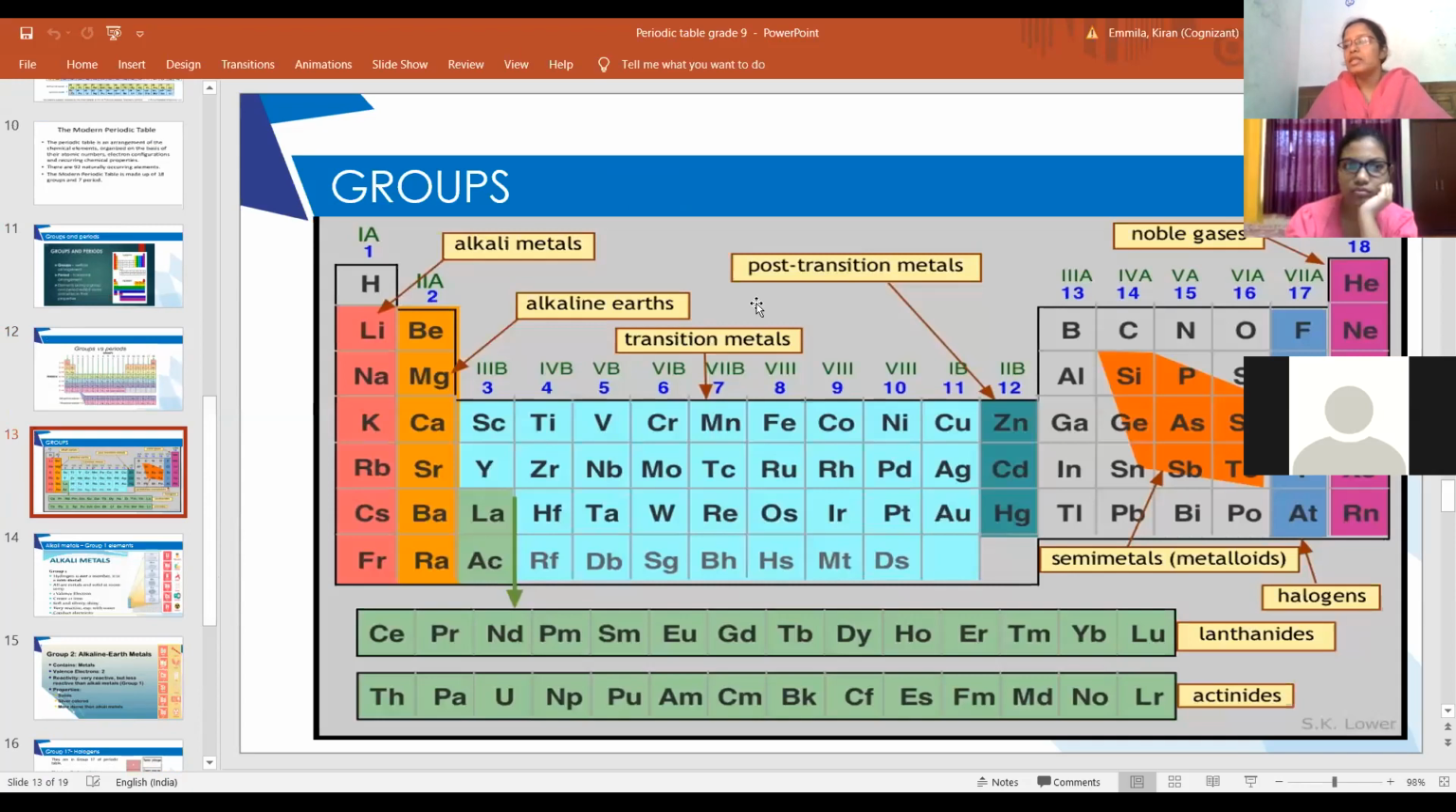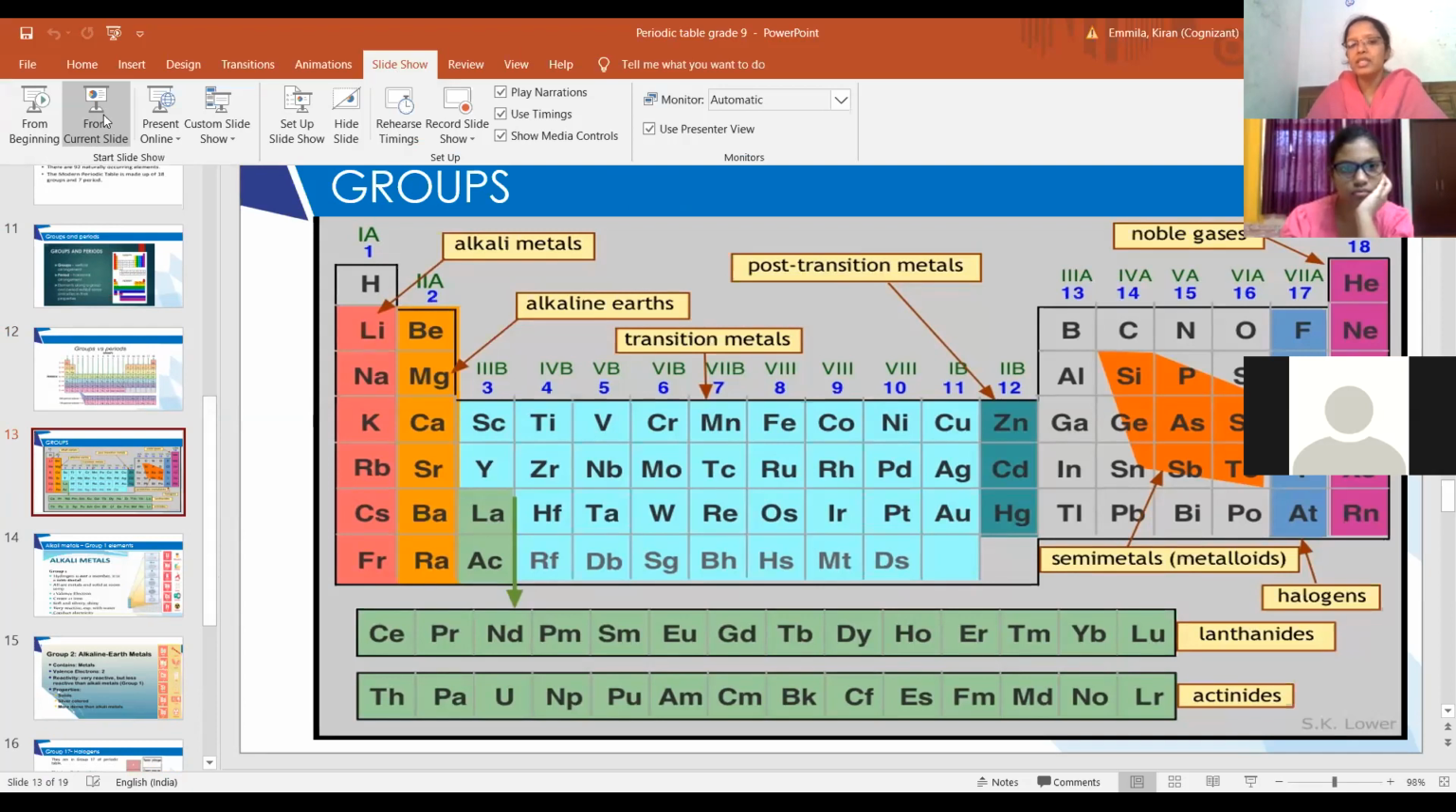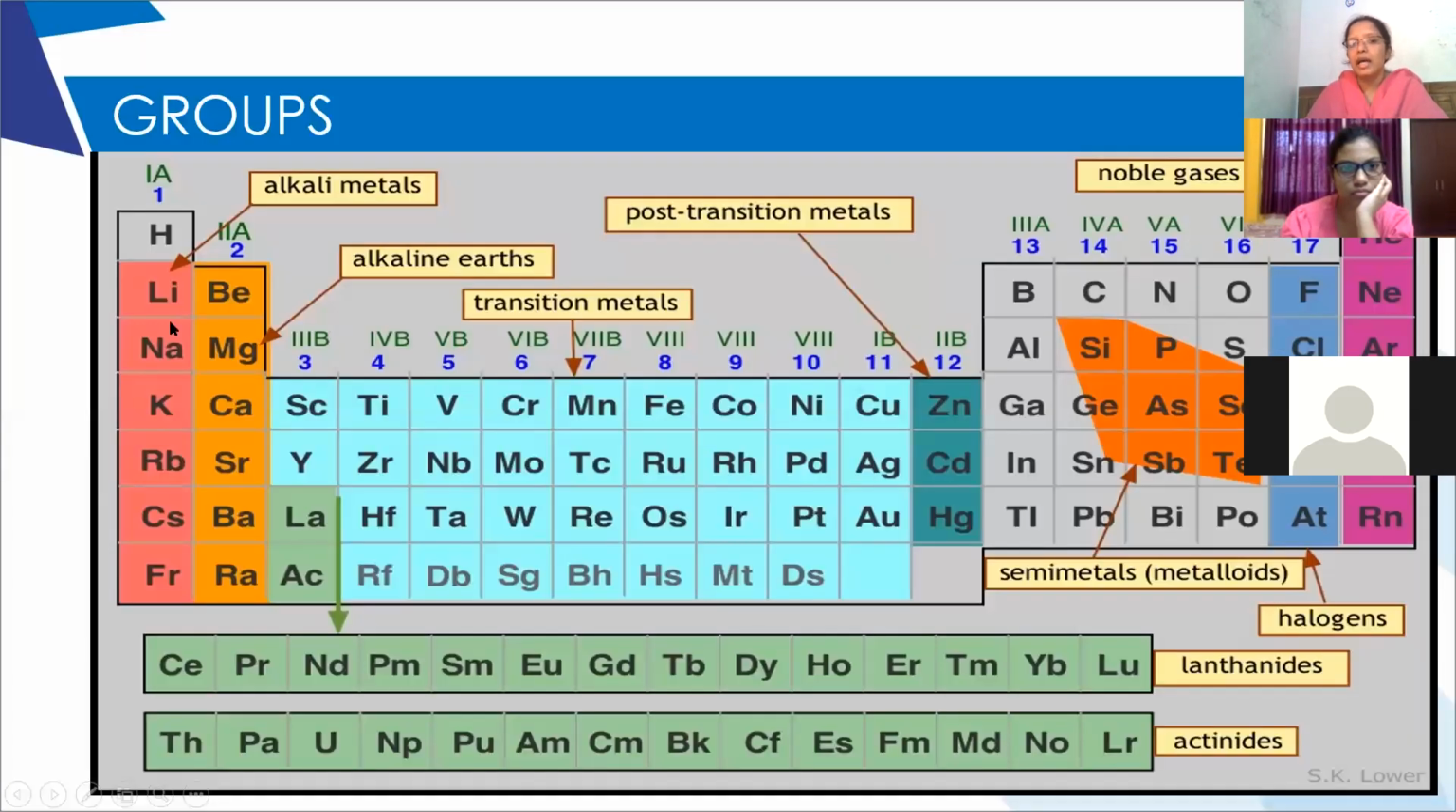Now, coming to each and every group, some names have been allotted to the elements. Those we'll see now. The first group elements are called alkali metals. I repeat, the first group elements are called alkali metals. Children, you have to learn all the first group elements. As mentioned in the previous class, hydrogen does not belong to the first group. It is placed above the first group because it has one valence electron.